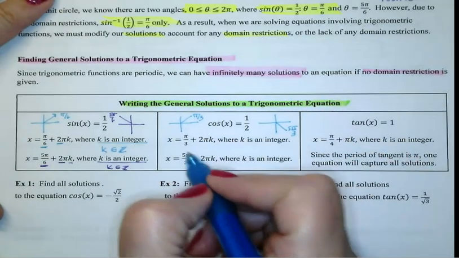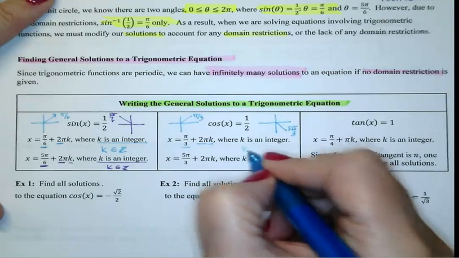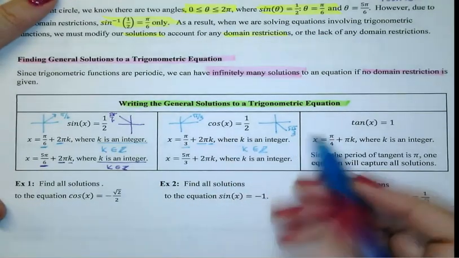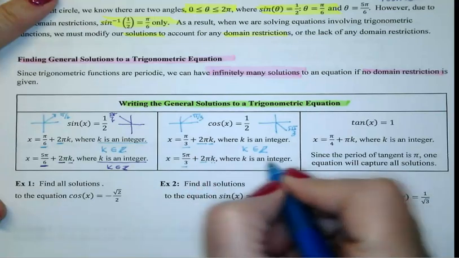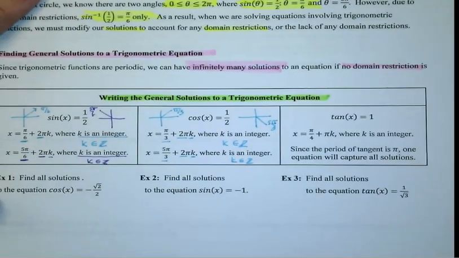So we would start with the pi over 3, we add 2 pi to it, and we use our k to represent whole number rotations of integers. And then the second angle was 5 pi over 3, so we write that, plus 2 pi, and once again the k represents all integers in that rotation. So it looks like that. So that's how we would do an example of sine and cosine.